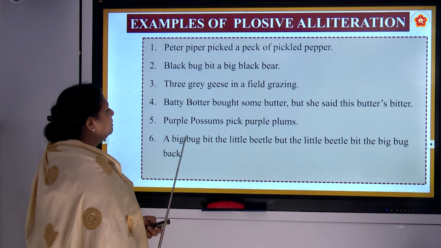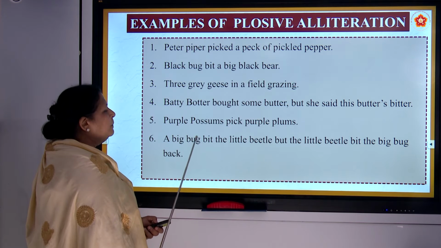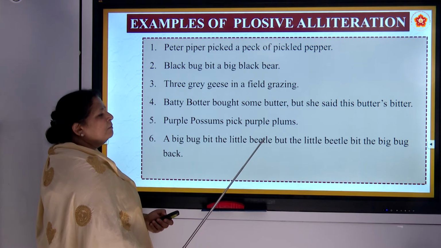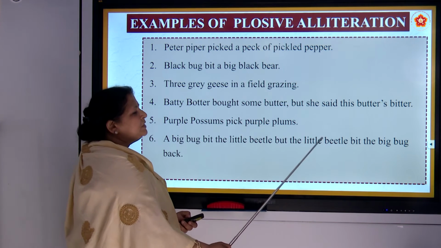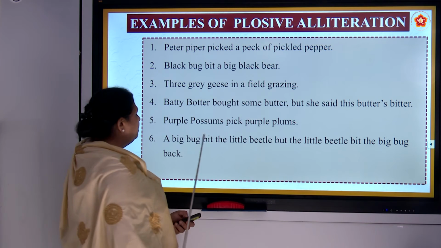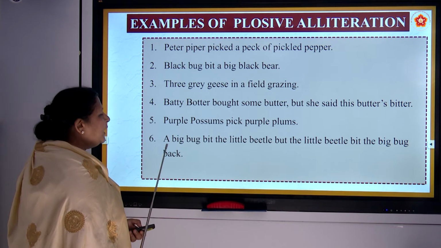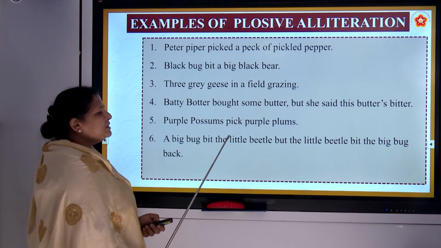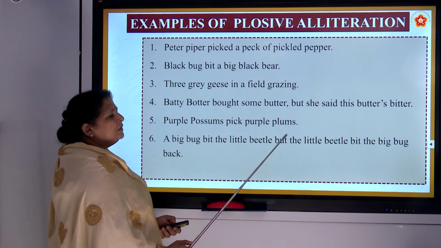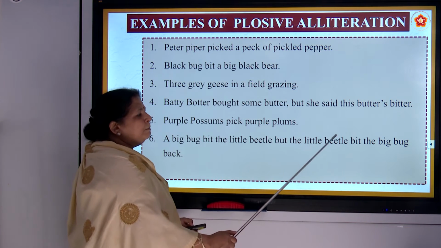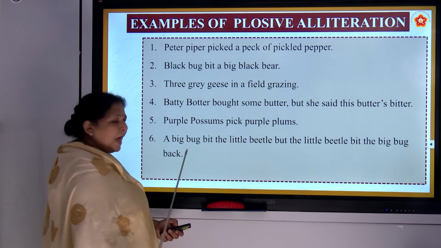A big bug bit the little beetle, but the little beetle bit the big bug back. Yes, is it not tongue twisting?